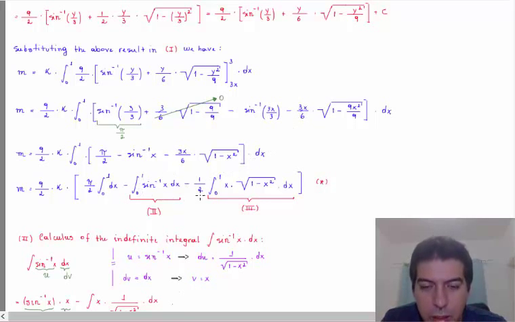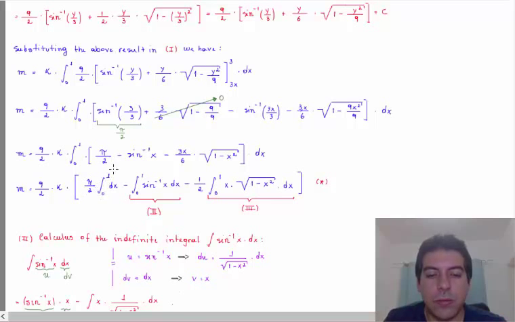3x over 6 will be represented as, just after we put this term outside of the integral, this 3 over 6 will be 1 over 2, and note that we have to consider these integrations right here. Actually, these 3 integrations right here, we have 3 terms. This one, it's just pi over 2 of the integral of dx, so it comes out of the integral.